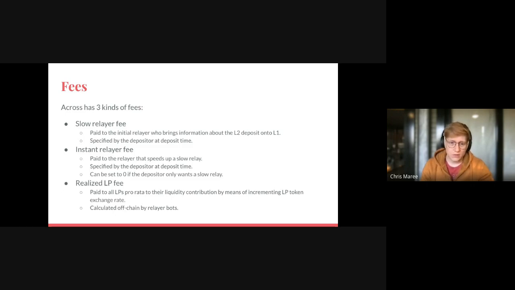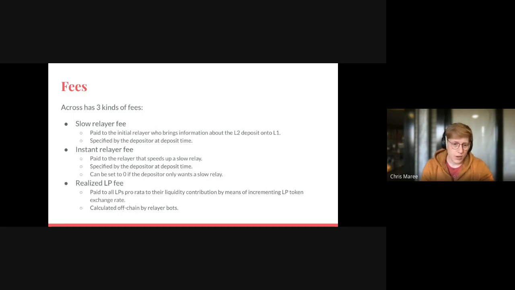The instant relayer fee is very similar to the slow relayer fee, except it's paid to the relayer that speeds up a slow relay. This could be the same person that did the slow relay, like we described in the diagram before, where the relayer calls slow relay and then instantly speeds it up in the same transaction. In that case, they would receive both of these fees. If a depositor doesn't want an instantly finalized relay, if they're happy to wait out the liveness period, then they can just set the instant relay fee to 0. In that case, they will only pay the slow relayer fee, because no relayer would instantly relay something that they don't get paid for.